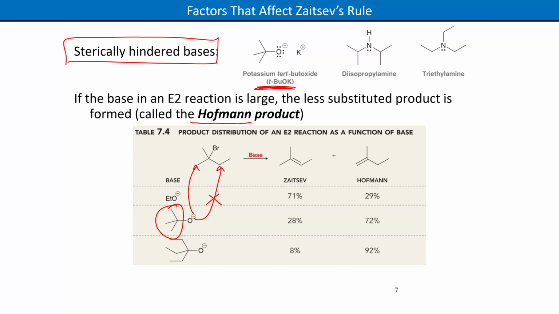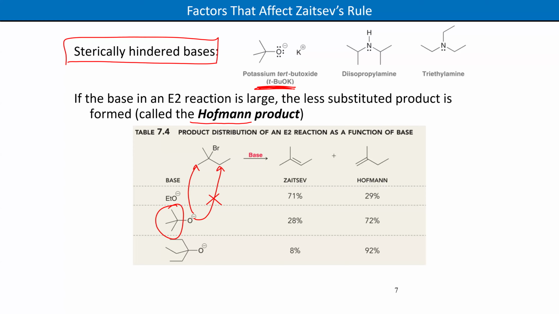And how do we know it's a sterically hindered base? Because it's got a whole bunch of stuff attached to where the oxygen is. It'll either be drawn out, or this is the one that I want you to key in on: if you see this one, even if it's just written as t-BuOK, I want you to think Hofmann product.